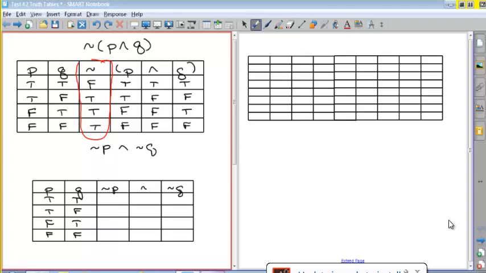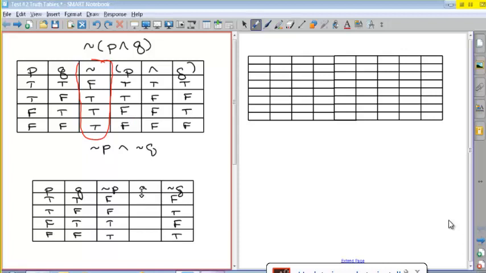Okay, so we do the same thing down here, except we don't have a negation on the outside, we just have a negation on each one of them separately. So instead of copying true, true, false, false from the P column, we do the opposite, which would be false, false, true, true. And then the negation of Q is the opposite of what's in the Q column. So instead of true, false, it's false, true, false, true.